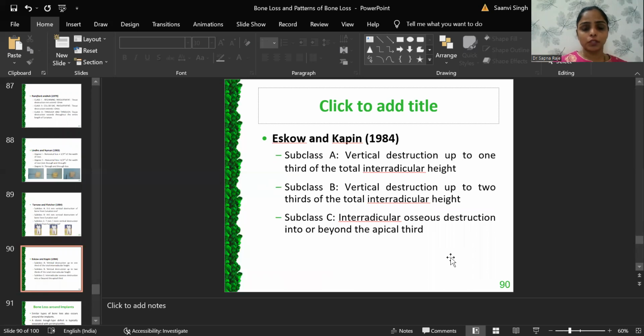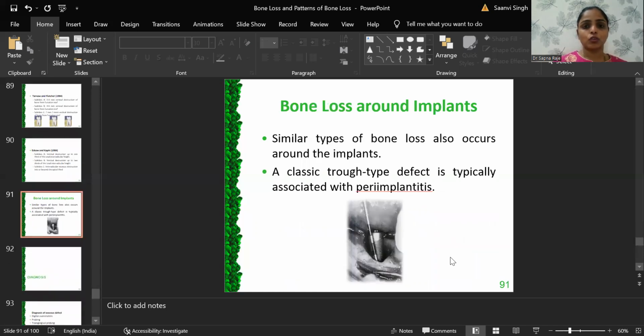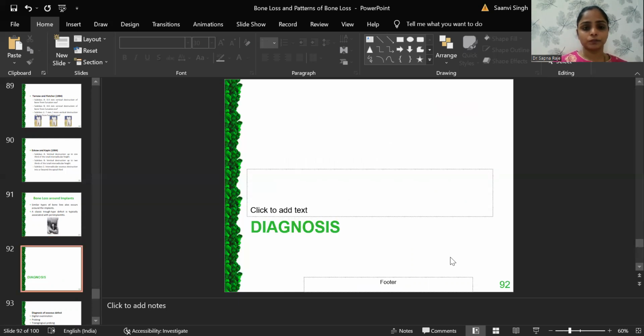Ramfjord and Capin classification. Subclass A, vertical destruction up to 1/3 of the total interradicular height. Subclass B, vertical destruction up to 2/3 of the total interradicular height. Subclass C, interradicular osseous destruction into or beyond the apical third. Bone loss around implants: similar types of bone loss also occur around implants. A classic trough type defect is typically associated with peri-implantitis.